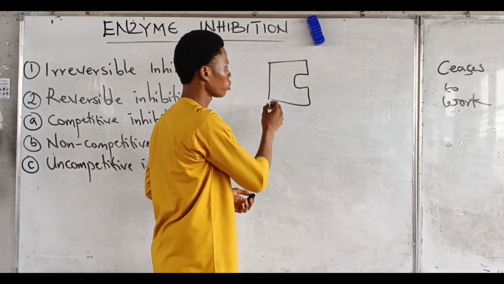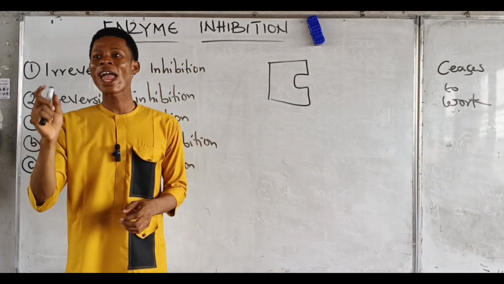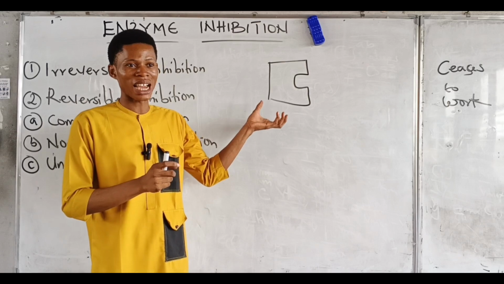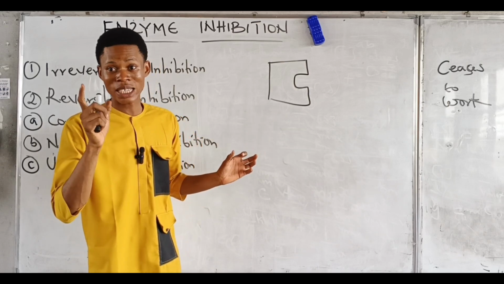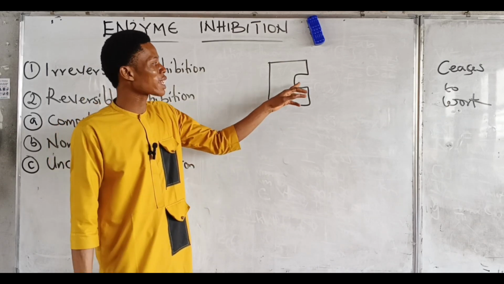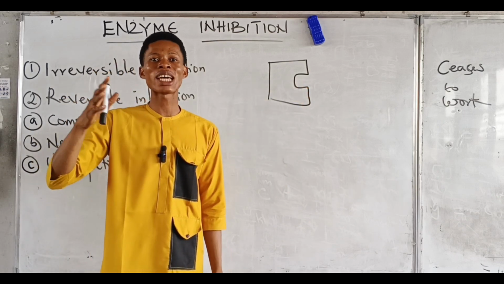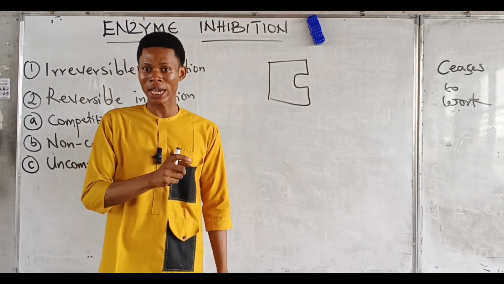Is it not? Now, where you place the substrate for that enzyme to catalyze is called the what? Active site of the enzyme, right? So let's assume this is the active site. An enzyme can have other sites other than the active site.